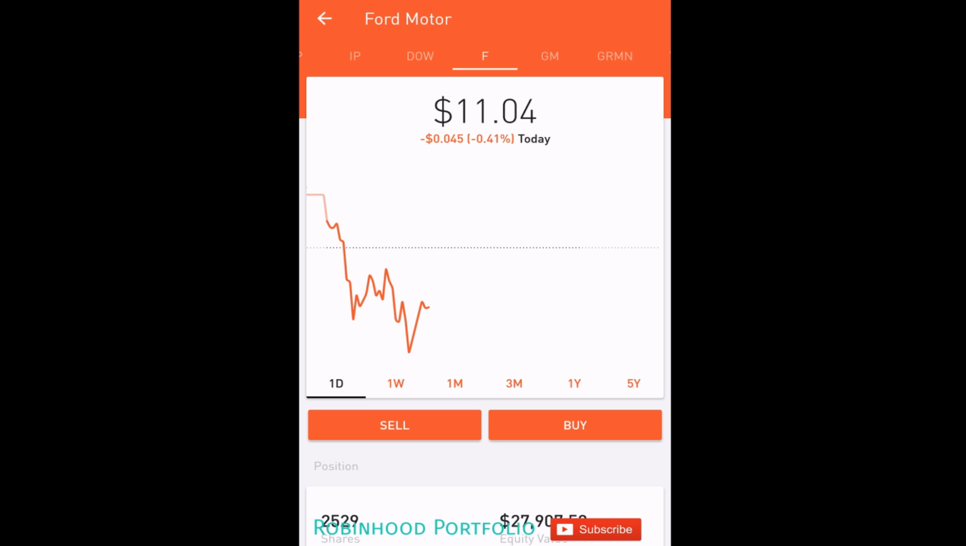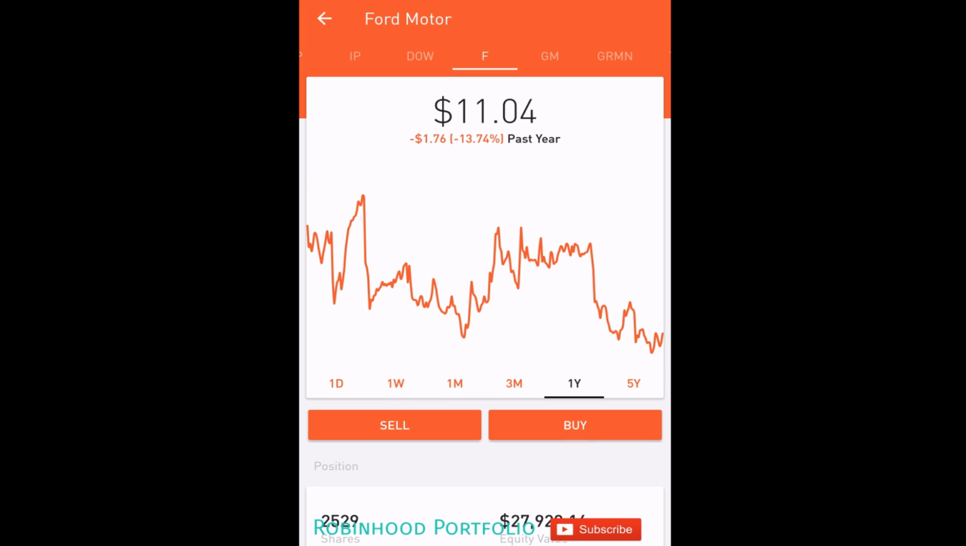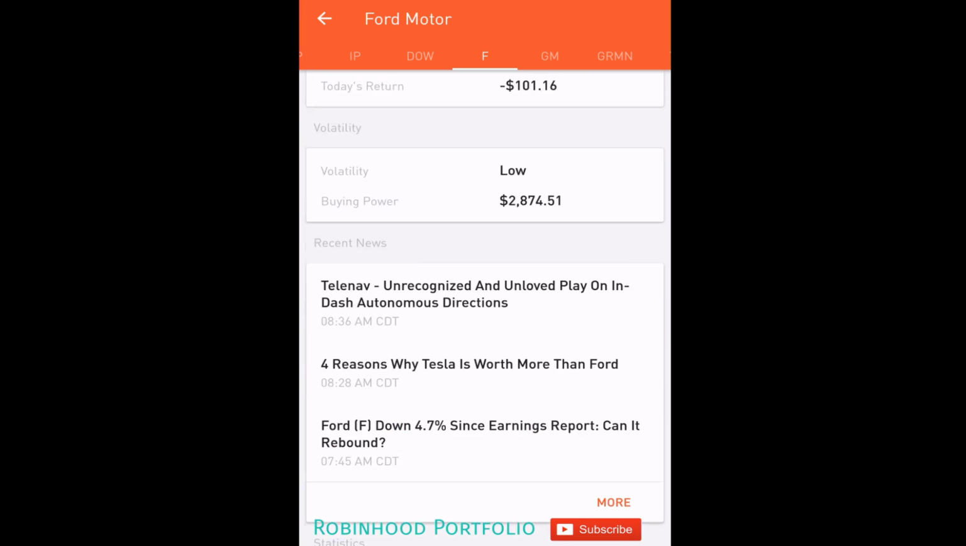It's very low price, $11 currently. So you can buy quite a few shares, and just a few penny difference is going to result in a pretty big percentage movement. That's why I like day trading in Ford. It's a low price stock. It's kind of like a penny stock, but it's a blue chip stock, which can be held for the long term. It's also got a great dividend yield as well.